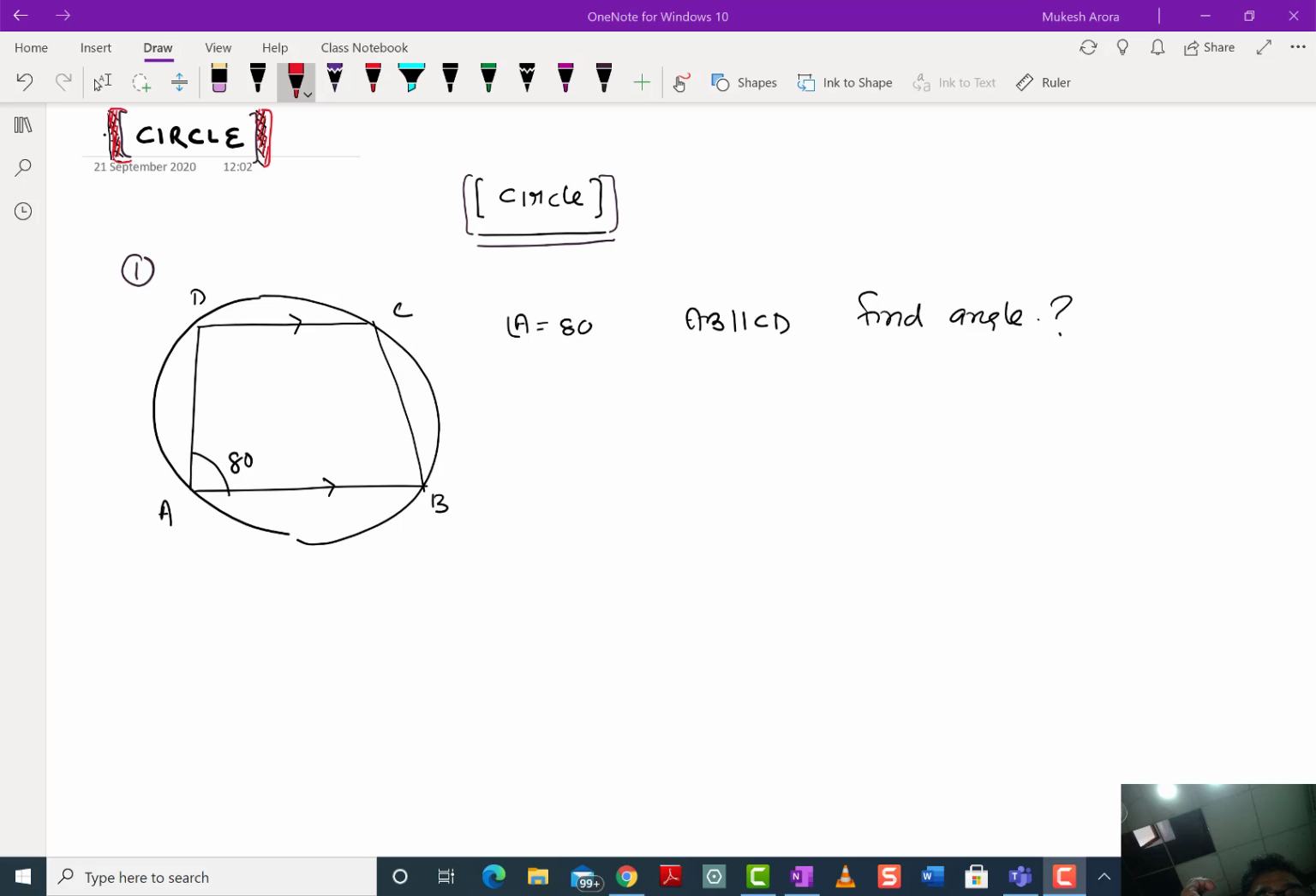ABCD is a cyclic quadrilateral. Angle A is equal to 80 degrees. Find all angles.